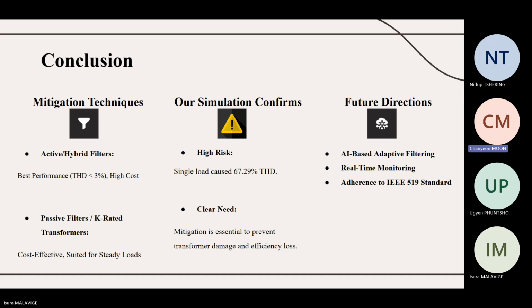Our research identified several solutions. While active and hybrid filters offer the best performance, passive filters and K-rated transformers provide practical, cost-effective alternatives for many systems. Looking forward, the future of harmonic control lies in smarter technologies like AI-based adaptive filtering and real-time monitoring. Ultimately, this project reinforces that adhering to standards like IEEE 519 and implementing these solutions is our professional responsibility as engineers.